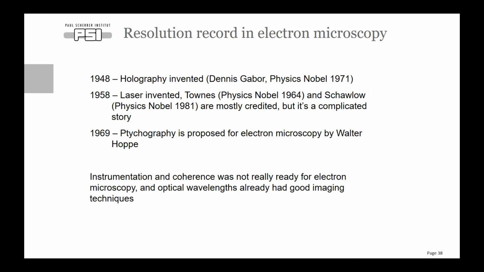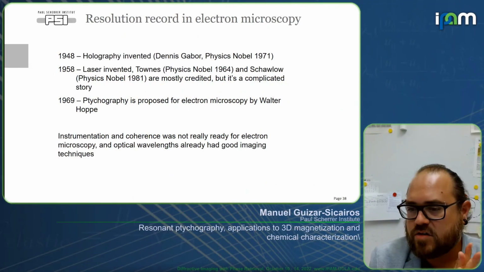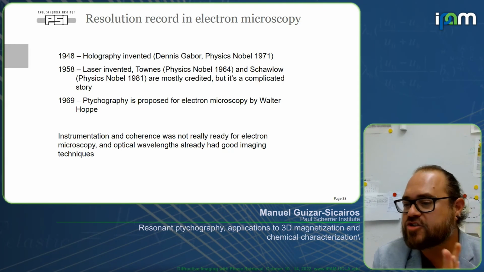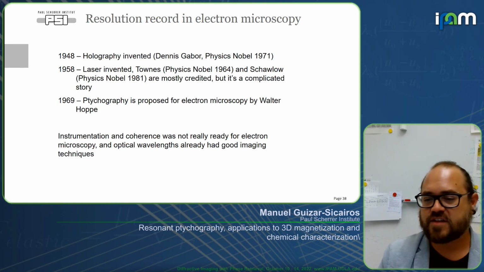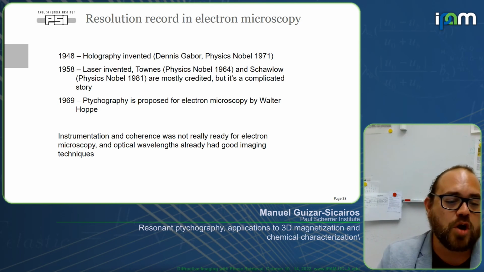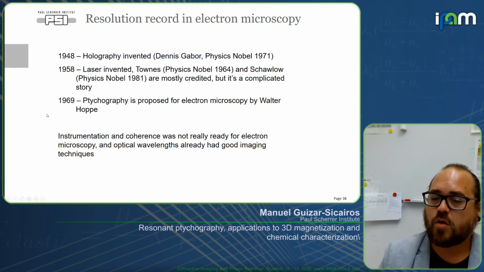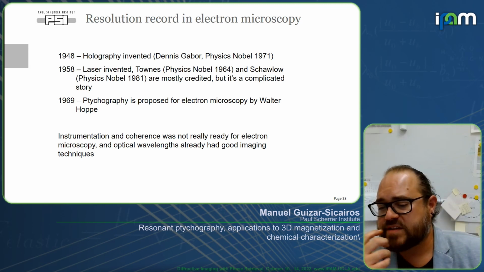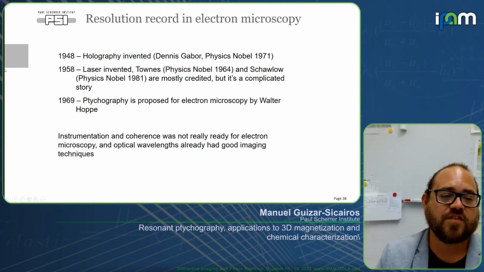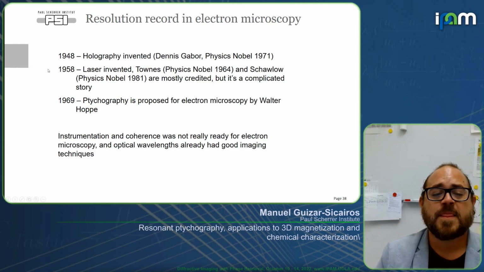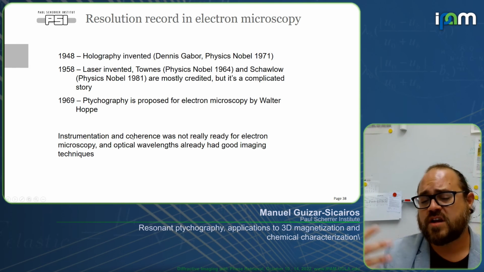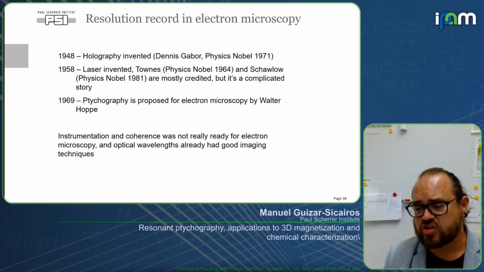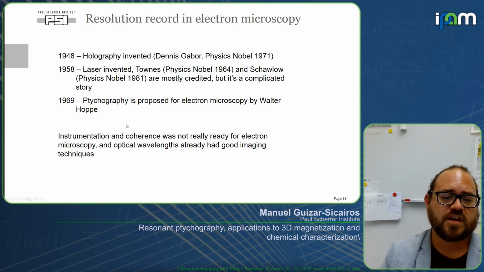So I just wanted to touch very quickly, if I have 2 more minutes, on electron microscopy, because John was also showing very impressive results. And for ptychography, there has also been some progress. In 1969, ptychography was proposed by Walter Hoppe to basically do electron microscopy. But by then, holography was quite well established, and even lasers were invented, so that was taking prevalence. Also, the instrumentation, detectors, and the coherence of electron microscopes were not quite good enough to do good ptychography.